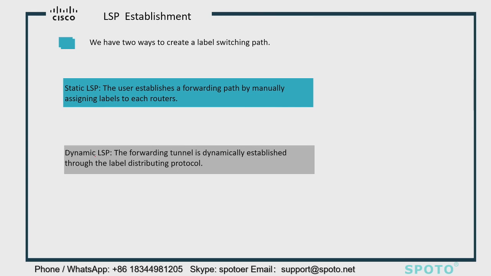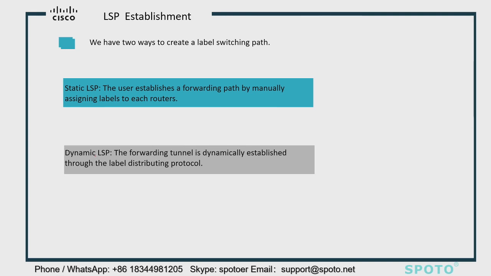And actually MPLS is very similar to the routing protocol. If we want the routers to distribute labels and establish the MPLS forwarding table, we have two ways. The first one is the static LSP, and the second one is the dynamic LSP. LSP means label switched path, just like the routing table for routing information.